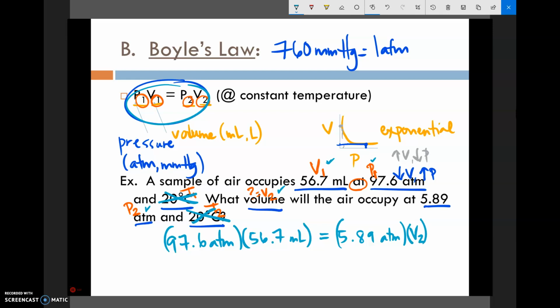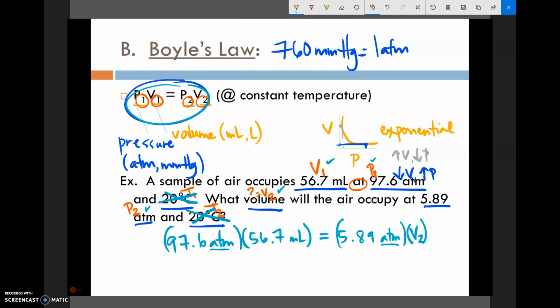Okay, now all we have is a mathematical equation, and we just have to make sure our units are the same. So our pressure units are both atmospheres. That's good. If it wasn't, we would have to convert and then plug in. And then our unit for volume is milliliters, and over here it's our unknown. It doesn't tell us that we have to have a specific unit for our answer, so we are just fine that way. So now, just the math.